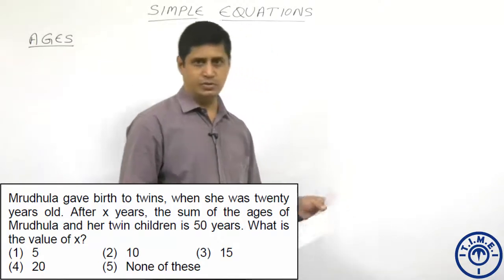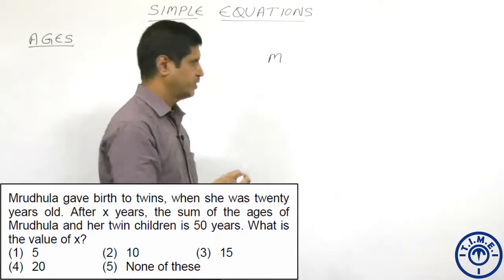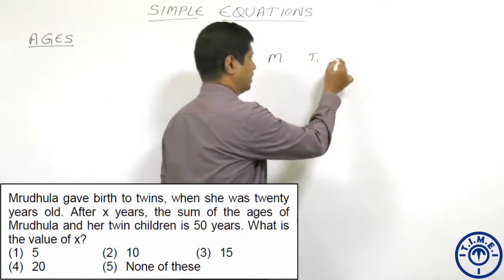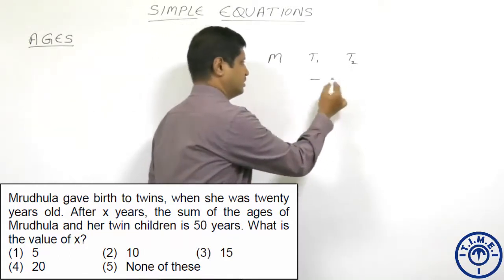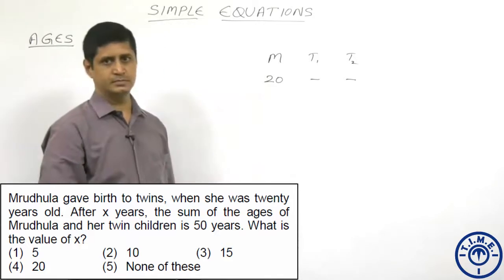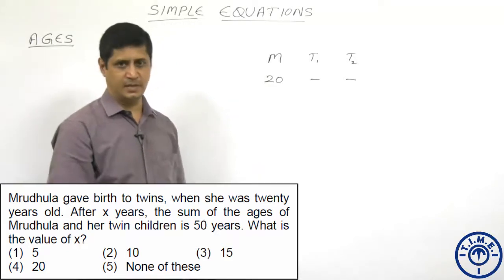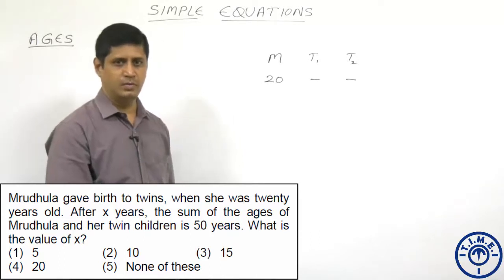Mrudula gave birth to twins. So I am taking M for Mrudula. Twins means the first one and the second one. At the time of birth of these twins, Mrudula was 20 years old. After X years, the sum of the ages of all these 3 people will be 50 years.